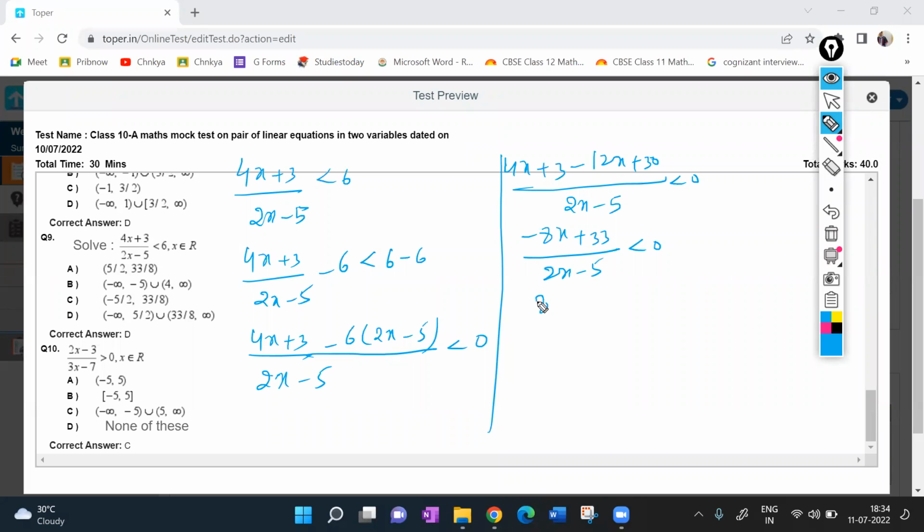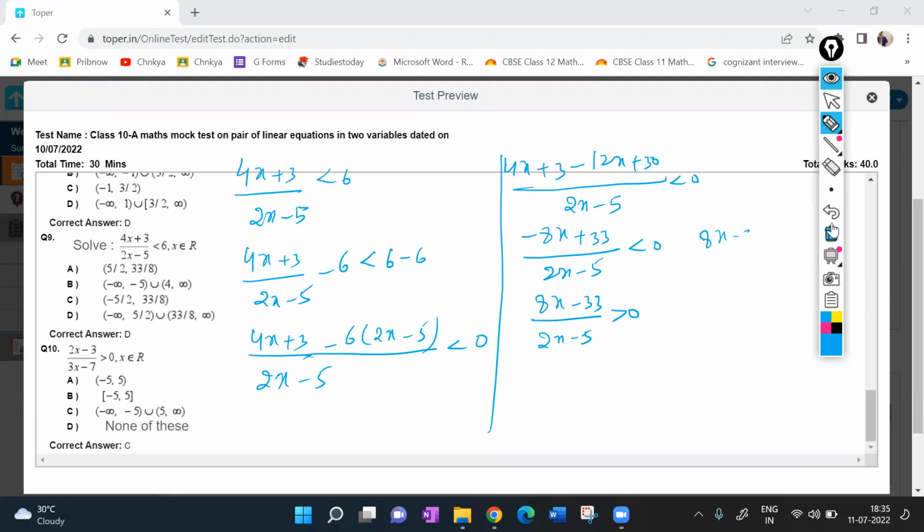So I'm taking minus common. So what happens? If I take minus common, the inequality changes. After taking minus common, multiplying with minus on both sides, inequality changes. Right? So look at the board now. I mean, look at the screen. What are the critical points you get here?